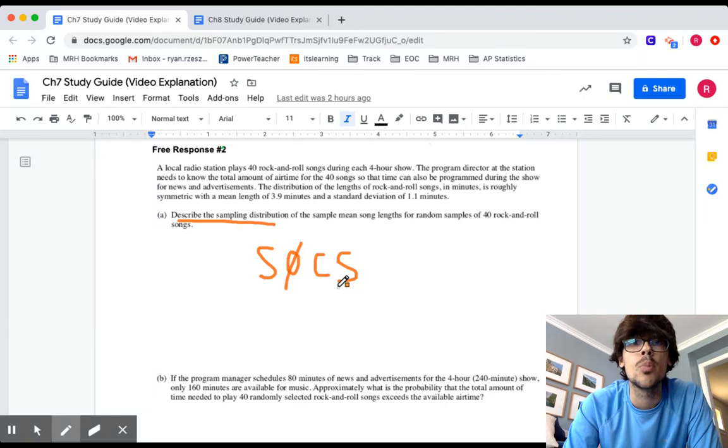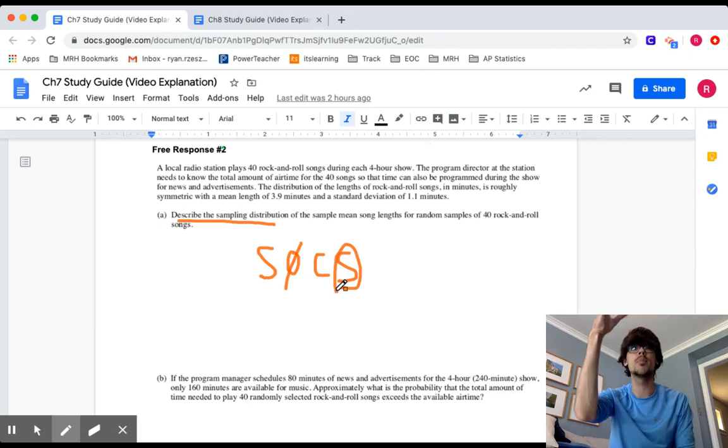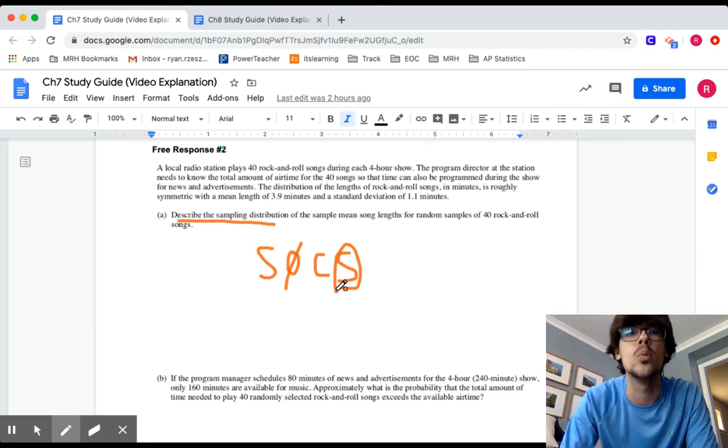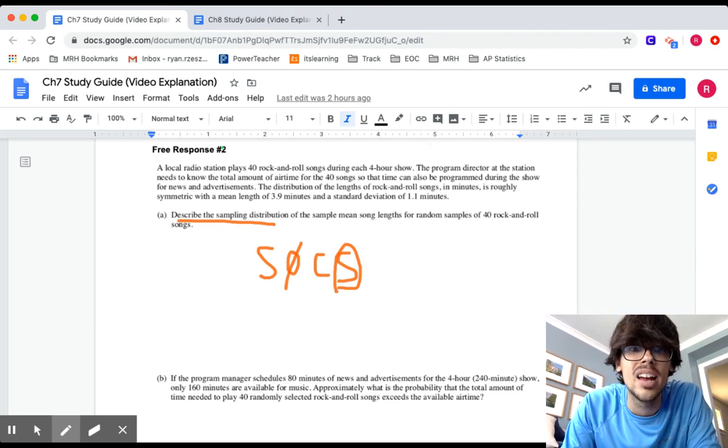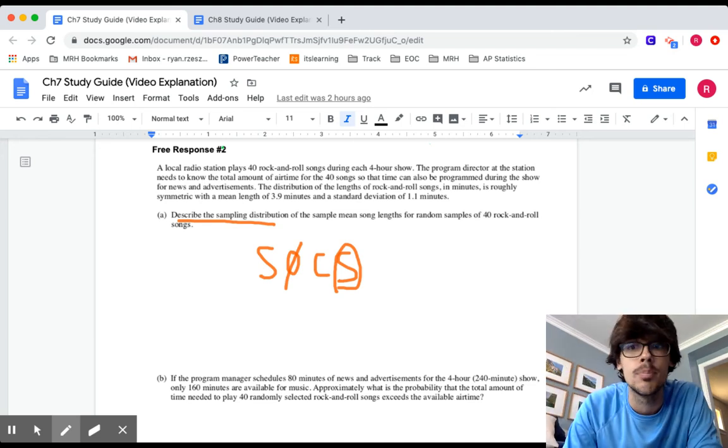For center, give the mean of the sampling distribution, same as the mean of the population. And when you do your spread, you should be reporting the standard deviation of the sampling distribution. So it's not just the number from the problem. You have to make sure you divide it by the square root of your sample size. So that is the key stuff you guys need to remember from chapter 7.